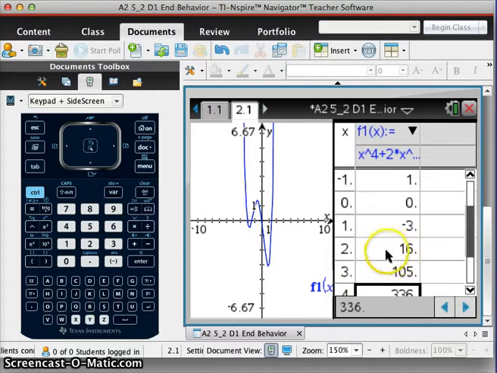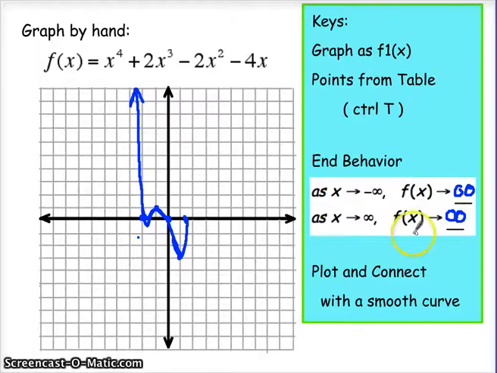Nope, looks like up at 2, we're already up at 16. Remember, our end behavior said we're going infinitely upwards. So we're just going to let this thing go almost straight up. And there is a general shape there. Again, if we spread out our graph a little bit or we found more points, we could be even more accurate. But just try to plot as smooth a curve as you can.